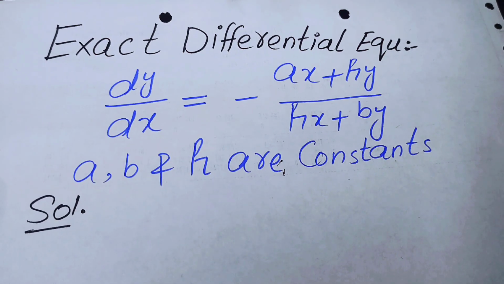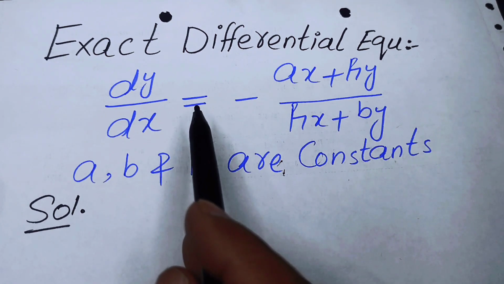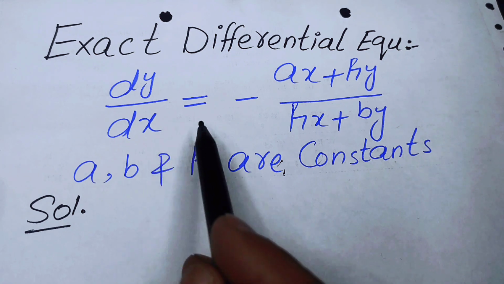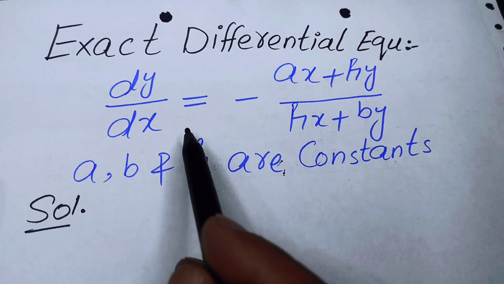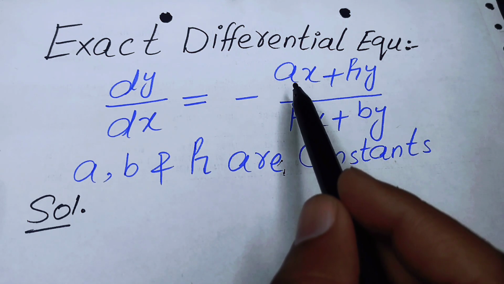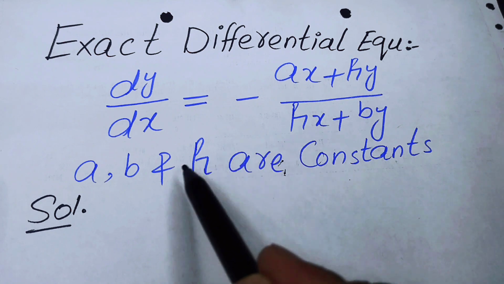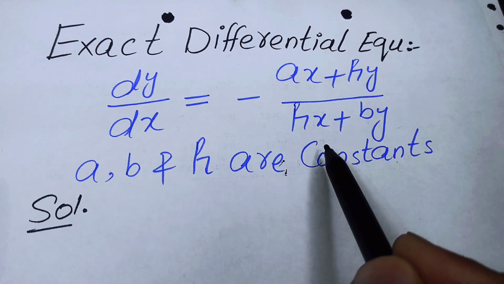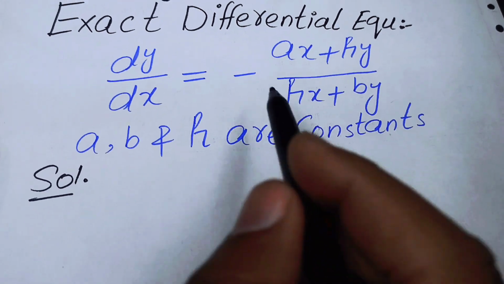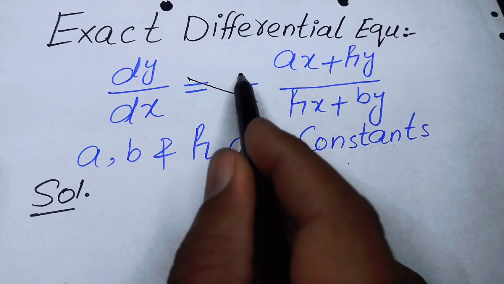In this video we are going to solve the nice exact equation. First we will learn how we can check that this equation is an exact differential. So here in the question statement you see some a, b and h, and these a, b and h are constants.